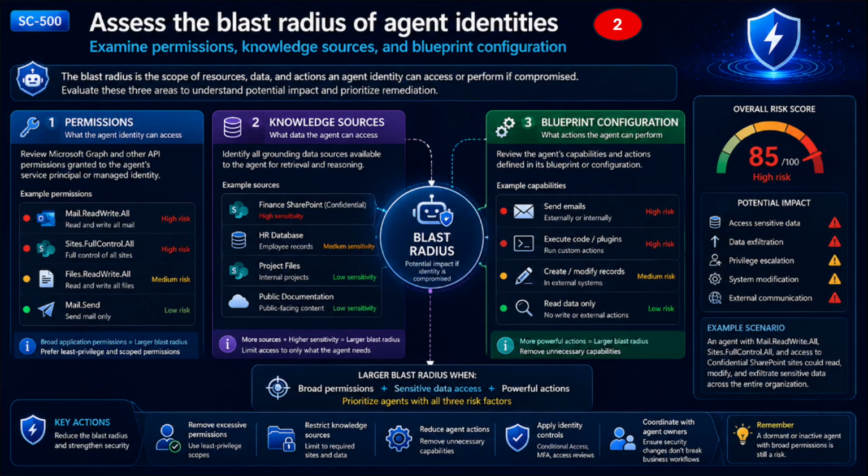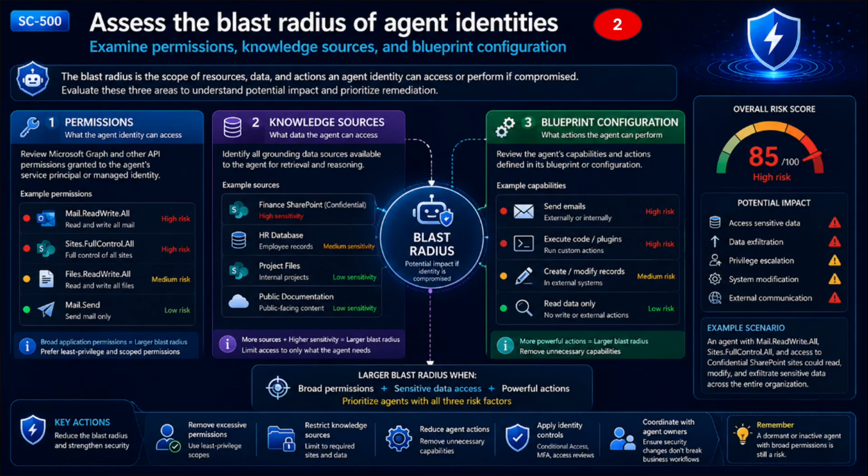The next objective is to assess the blast radius of agent identities. Here we examine permissions, knowledge sources, and blueprint configuration. The blast radius is basically the scope of sources, data, and actions that an agent identity can access or perform if compromised. We need to evaluate these three areas to understand potential impact and compromise, or rather prioritize remediations.